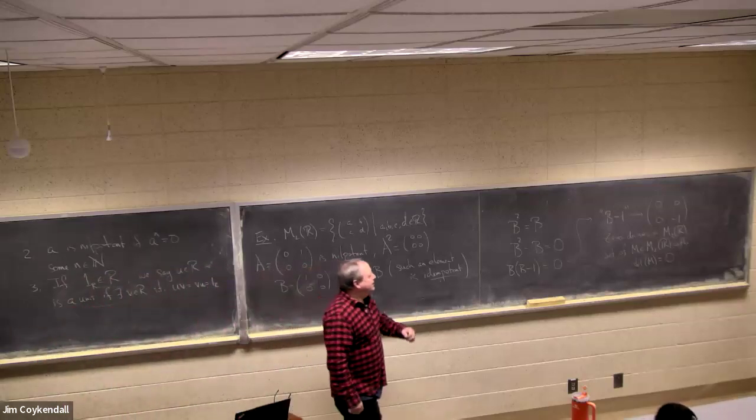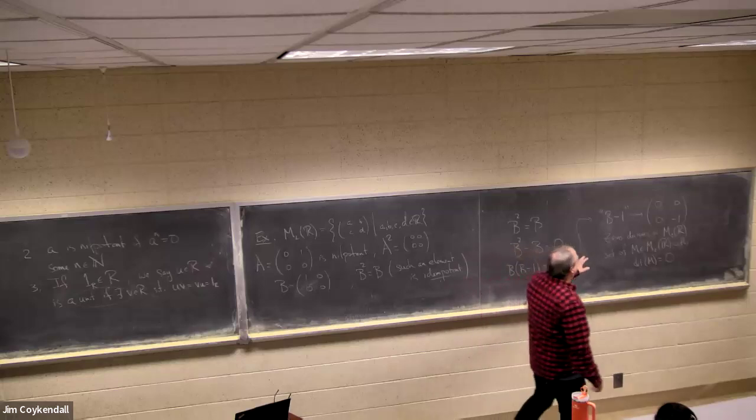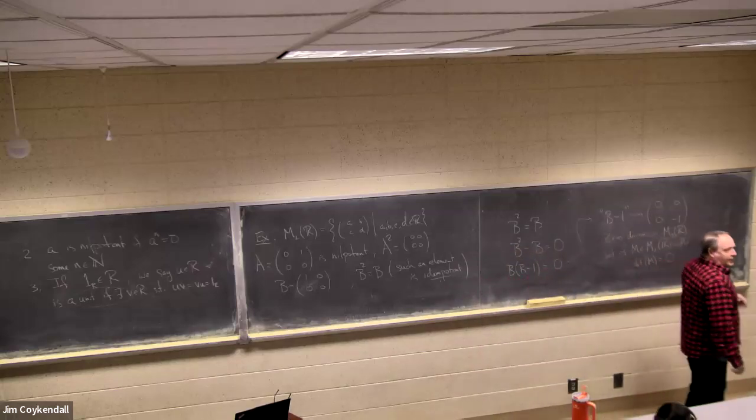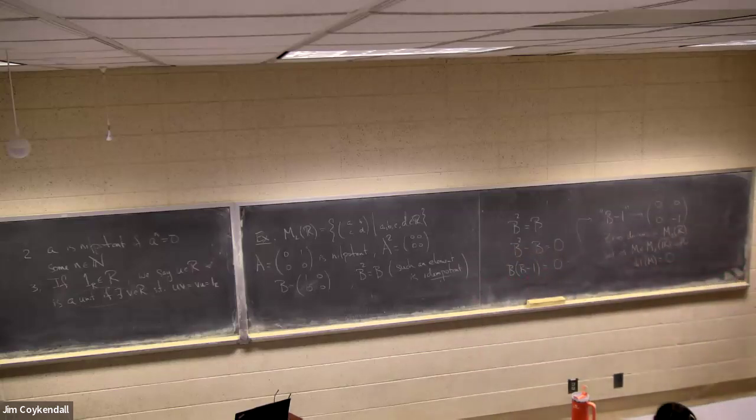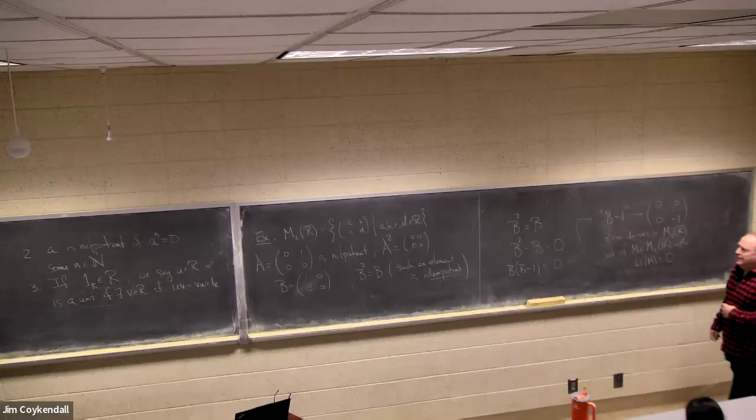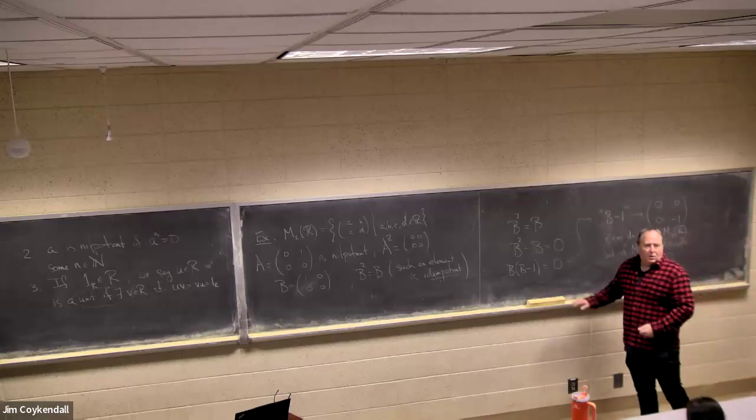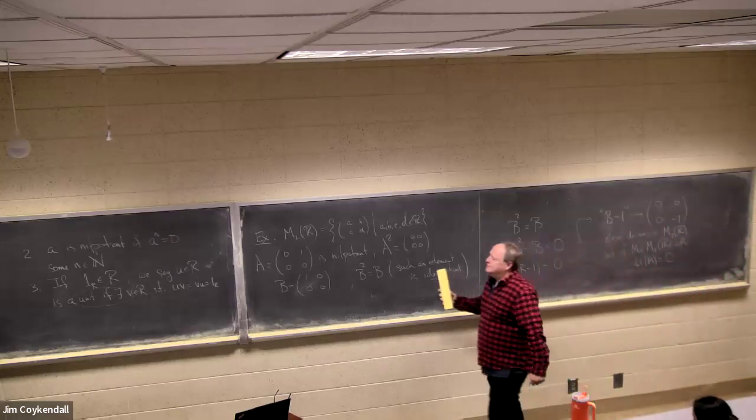So we find that in this ring here, one of two things is going to happen. Determinant is 0, it's a zero divisor. Determinant is not 0, it's a unit. So it looks to me like everything in this ring is either a unit or a zero divisor.